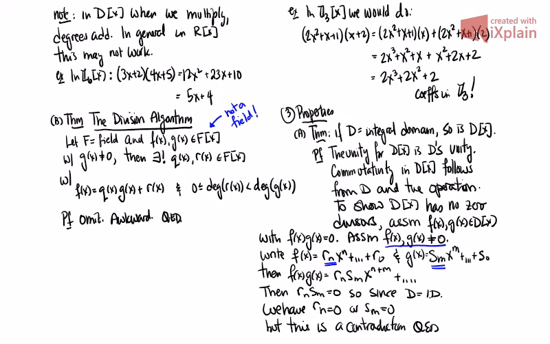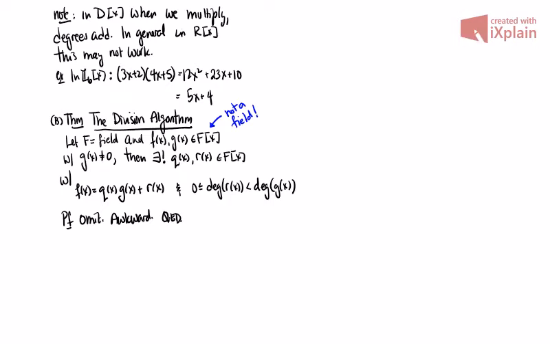So let me clear some space. So let's look at an example. The first one I'm going to look at is in R[x]. We're going to divide, say, x to the fourth plus 2x cubed plus 2x plus 1 by 2x squared plus 1. So this should be fairly familiar. This is just long division. I'm going to put a placeholder in here.